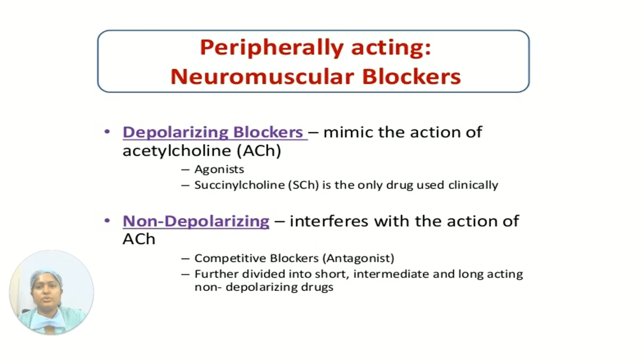Depolarizing muscle relaxants mimic the action of acetylcholine. Therefore they are called agonists of the neuromuscular junction. Succinylcholine is the only drug that is used clinically among the depolarizing muscle relaxants. Non-depolarizing muscle relaxants interfere with the action of acetylcholine. They cause antagonism, therefore they are called competitive blockers. Further, they are divided into short-acting, intermediate-acting, and long-acting non-depolarizing muscle relaxants.